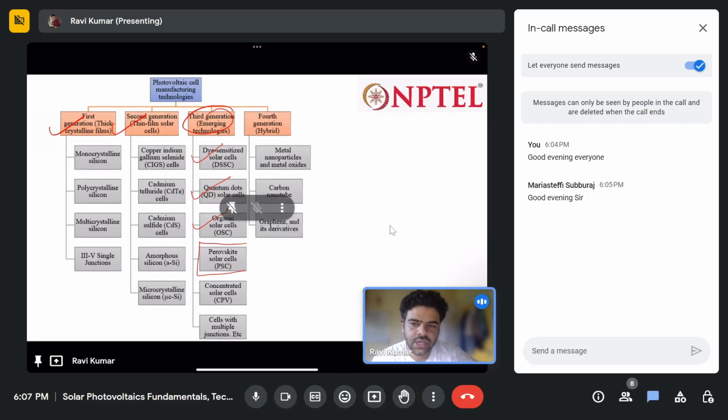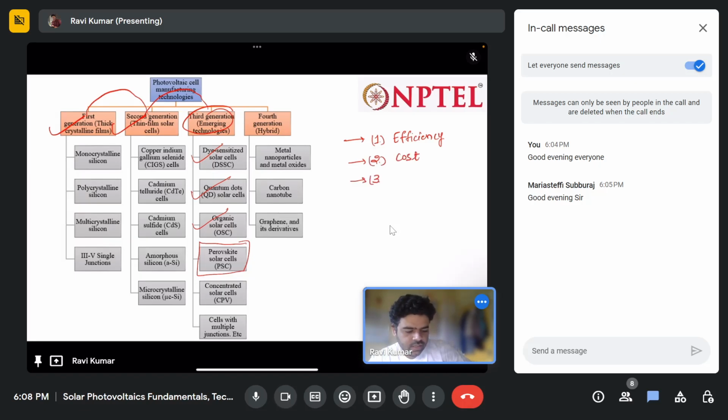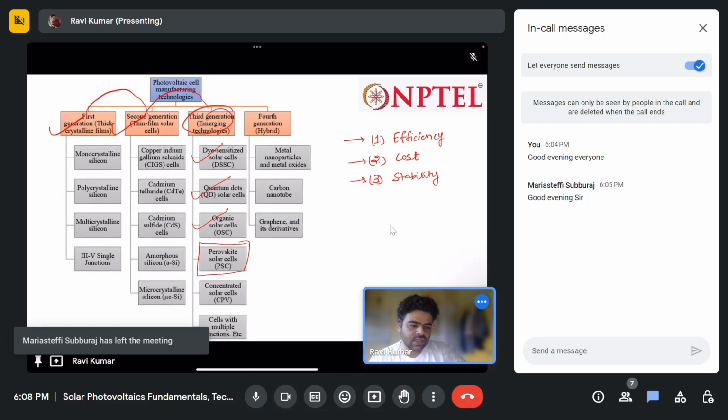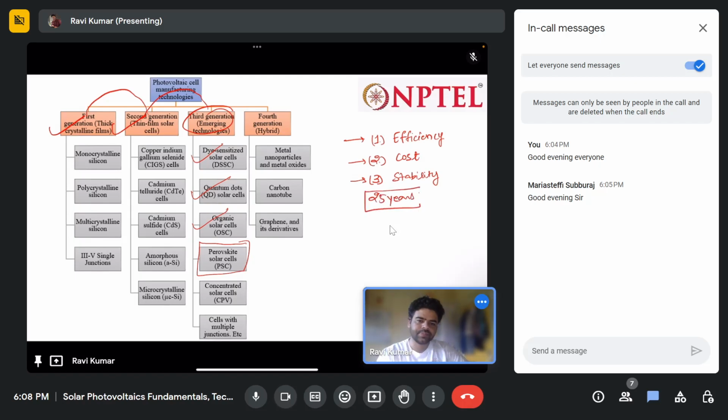First, you need to know why we are moving to more advanced solar cells, from first generation to second generation to third generation, and so on. There are many reasons. The first thing is efficiency. Then cost, and then stability, meaning how long the device can work in the field. Generally for crystalline silicon we have 25 years. So for better and better output at a cheaper price, we are moving to advanced technology.